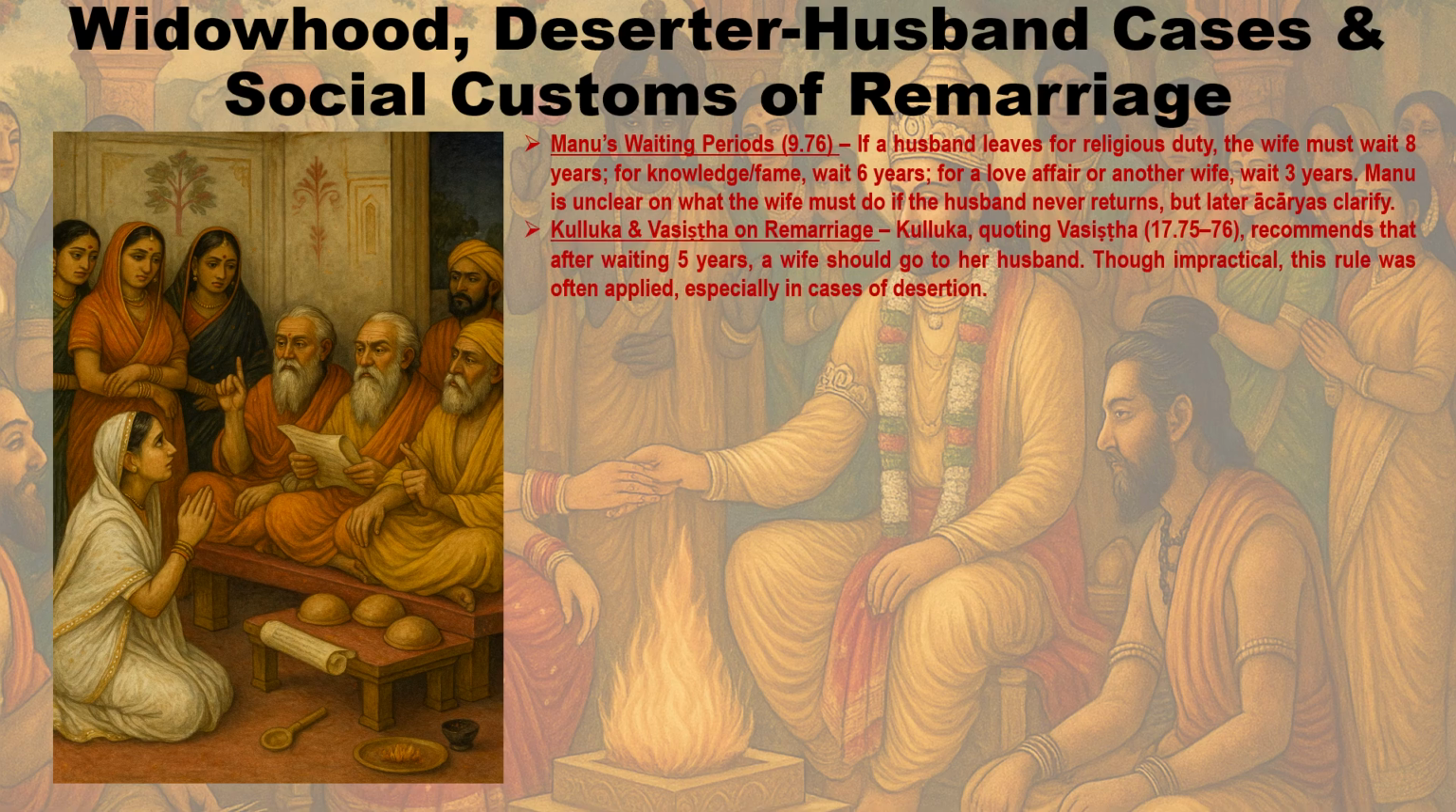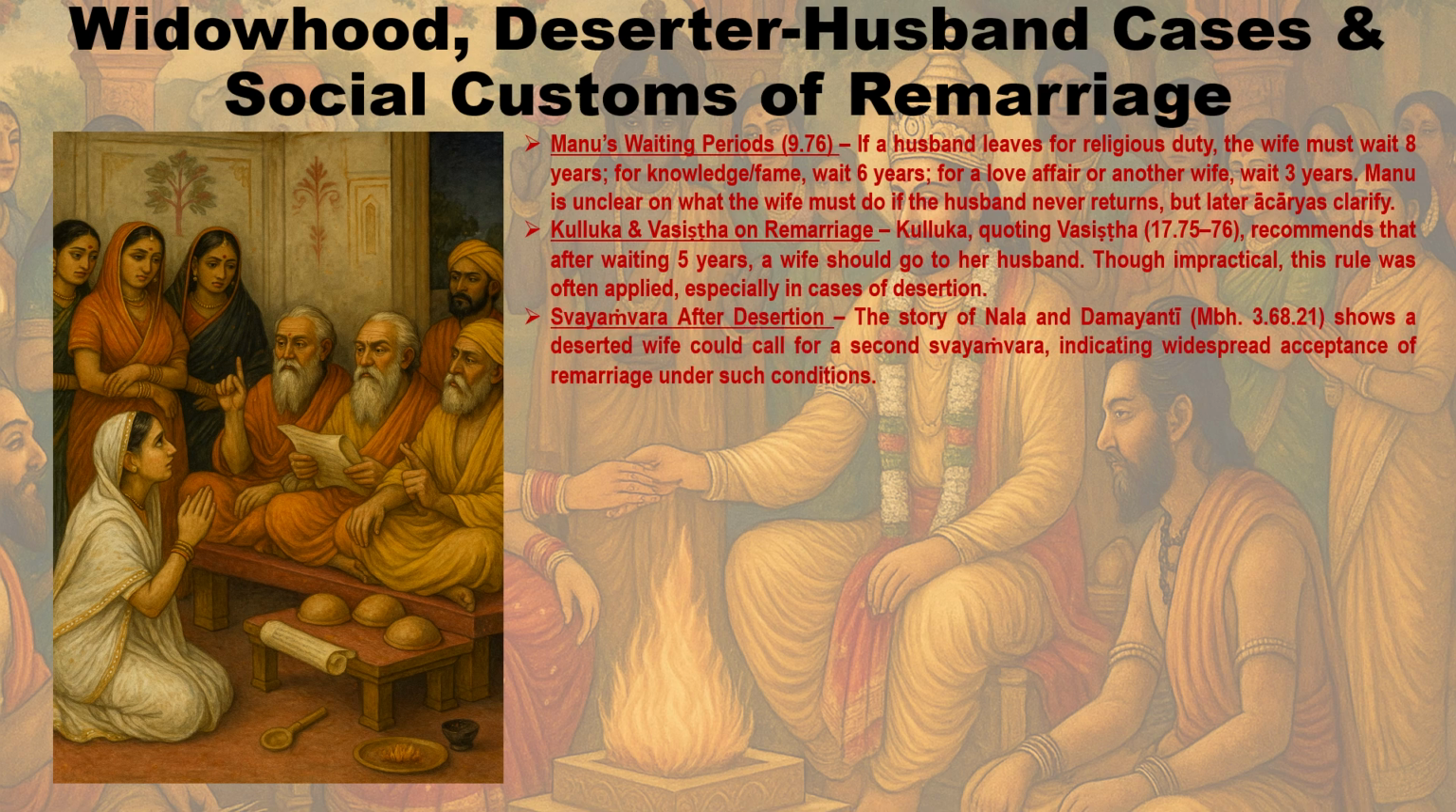Kulluka, quoting Vasishtha, recommends that after waiting 5 years, a wife should go to her husband. Though impractical, this rule was often applied, especially in cases of desertion. The story of Nala and Damayanti shows a deserted wife could go for a second Swayamvara, indicating widespread acceptance of remarriage under such conditions.